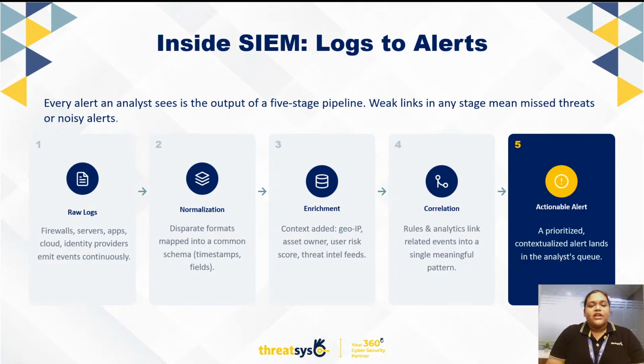The final stage is the actionable alert. After SIEM processes the available information, it can generate an alert with relevant context and priority, instead of providing analysts with thousands of unrelated raw events. The aim is to surface the events that require attention and provide enough context to understand why they are flagged.